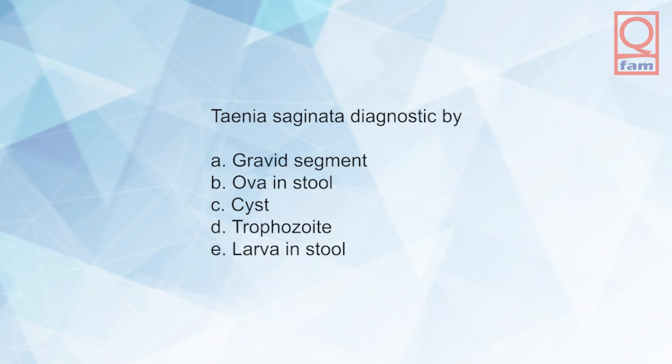Taenia saginata diagnostic by A. gravid segment, B. ova in stool, C. cyst, D. trophozoite, E. larva in stool. The answer is B, ova in stool.